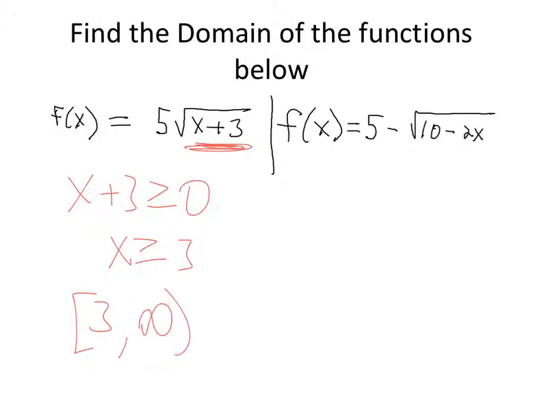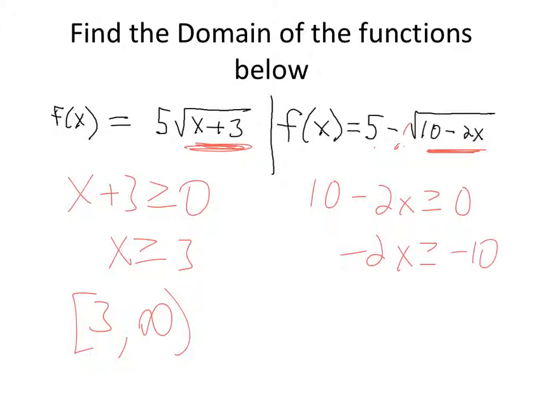Same deal here. That 5 doesn't matter. The subtraction doesn't matter. It's just going to be negative. The issue is I can't have a negative number. So 10 minus 2x has to be greater than or equal to 0. A couple of ways to do this. Let's subtract 10. So negative 2x is greater than or equal to negative 10.